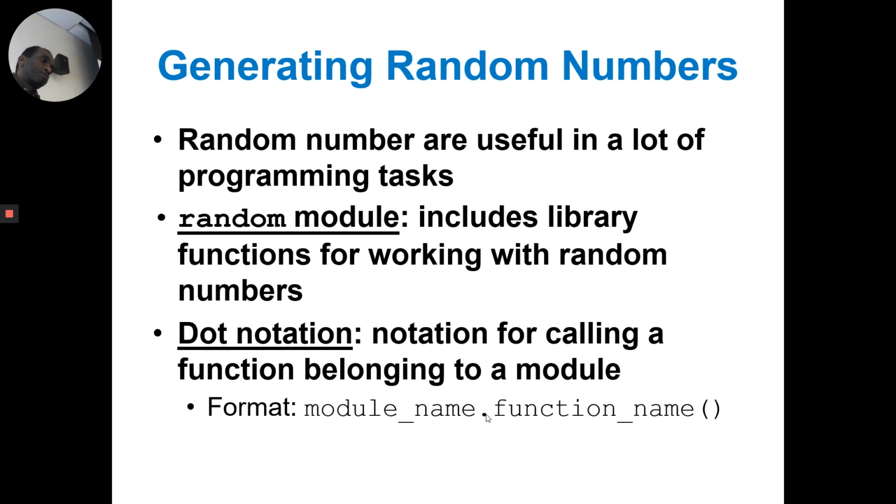Generating random numbers, so these are built-in functions. Random numbers are useful in a lot of programming tasks. You have a random module, which includes library functions for working with random numbers. I have some of the videos loaded for you under the student resources that you can look at. So there is dot notation for calling a function belonging to a module: you have the module name, then the function name you can call.